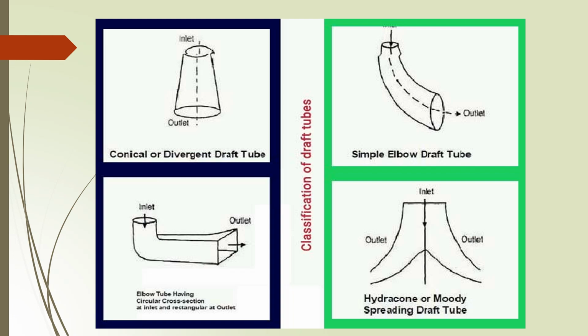So these are the different types of draft tubes. The first one you can see is conical, which is also known as a divergent draft tube. Second one is elbow type draft tube. The third is elbow tube having circular cross section at one end and rectangular cross section at the outlet. And the next one is hydra cone or Moody spreading draft tube. We can have one inlet and two outlets. These are the various forms of draft tubes.